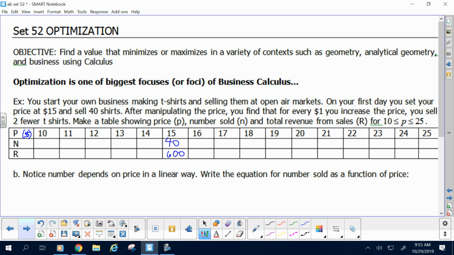It says if you increase the price $1, you sell 2 fewer shirts. So that means that if you increase the price to 16, now you're going to sell 38. How much money would you collect if you set the price at $16? 608. So though you jacked up the price a little and lost 2 sales, the extra money you got per shirt paid off.